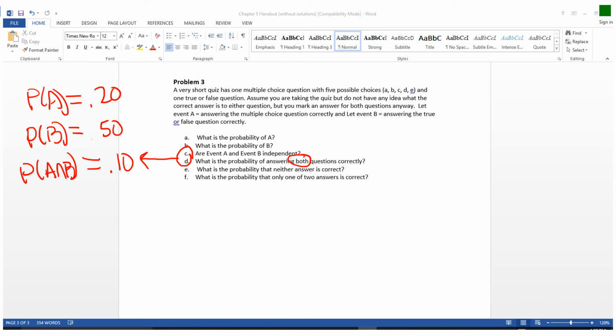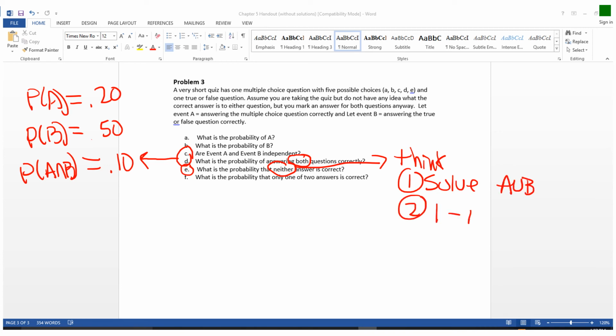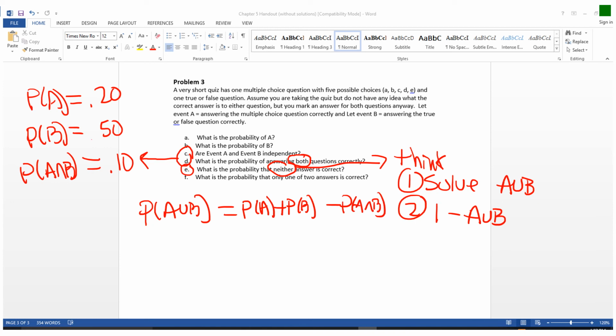Okay, now, last couple questions on here. Letter E, you see the neither. So here's the trick. Anytime you ever see neither, I want you to think, number one, solve for the union first, and then number two, you're going to take 1 minus the union, because the neither is always going to be the complement of a union. So do we have the information to get the union? You bet. If we did A union B, it would be the probability of A plus the probability of B, and of course you subtract out that intersection. So the answer would be 0.20 plus 0.50 minus 0.10. That's 70 minus 10, which gets you 0.60.